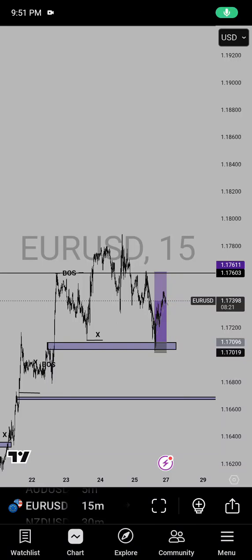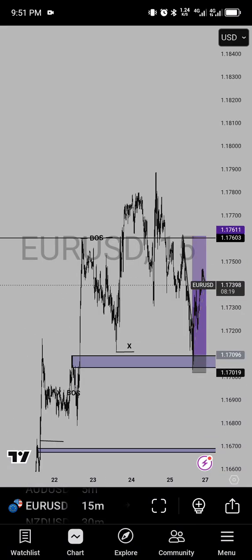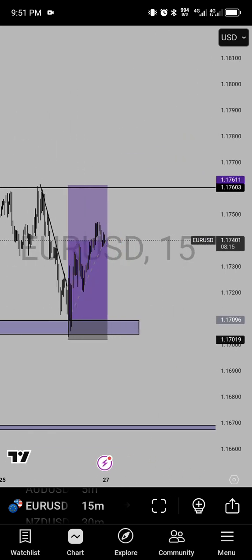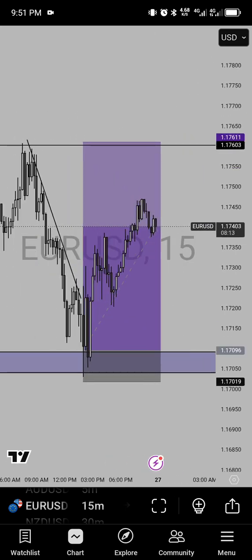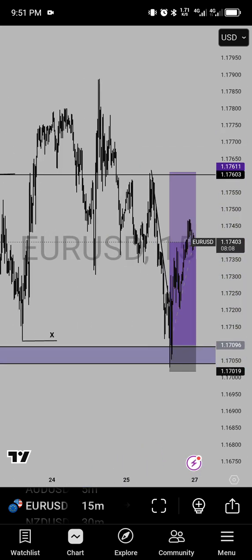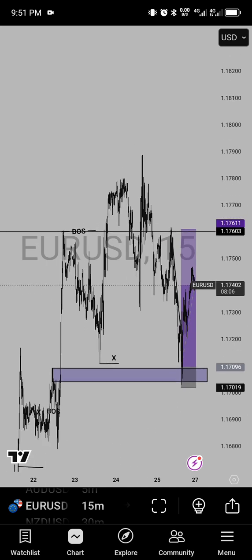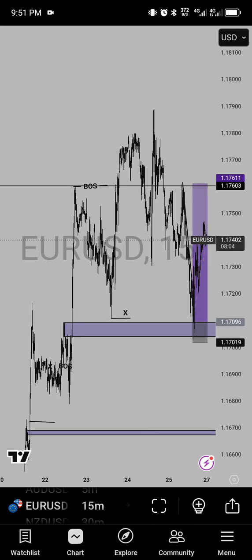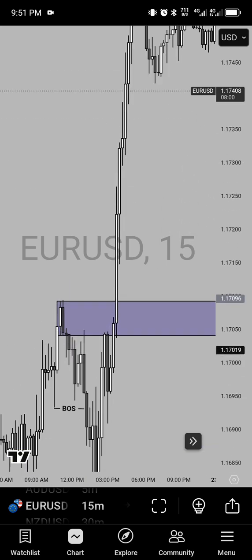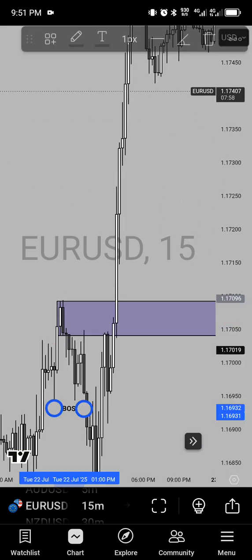Okay, so let me explain how I took this trade on Euro USD on the 15 minutes time frame. You can see currently we are running on it. This is a 1 is to 6 risk to reward. So let me show you how I took this trade. This is a breaker block entry as I've been teaching. Now, if you observe, this was our failed order block having this break of structure.